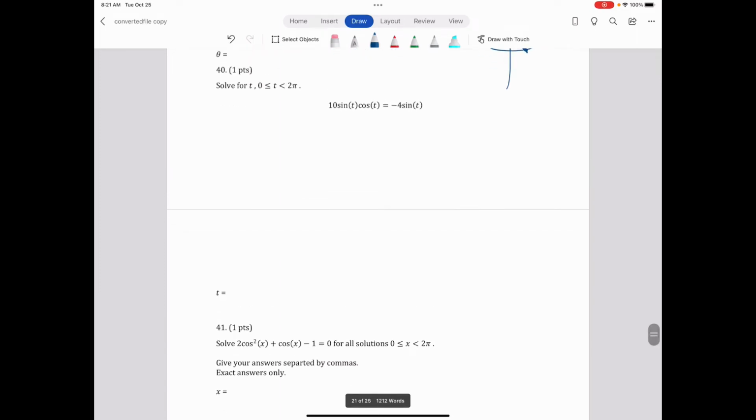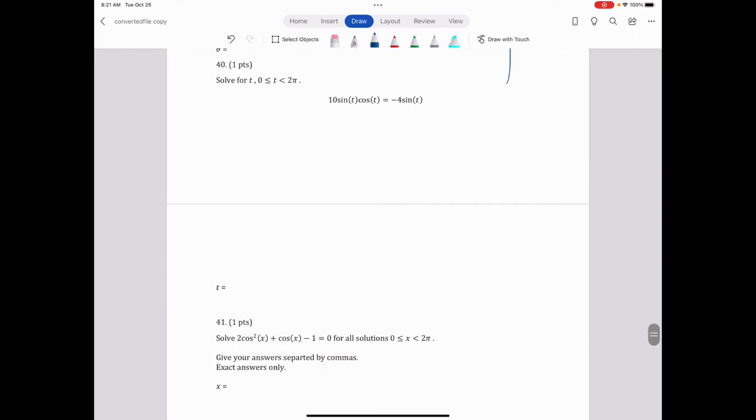Question number 40. We need to solve this equation over one period. To solve it, we have 10 sine t cosine t equals -4 sine t. The first step is to make the right-hand side 0, so I'm going to add 4 sine t to both sides of the equation.